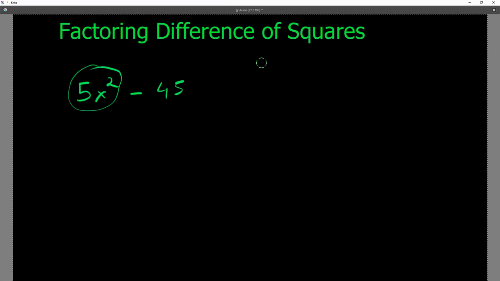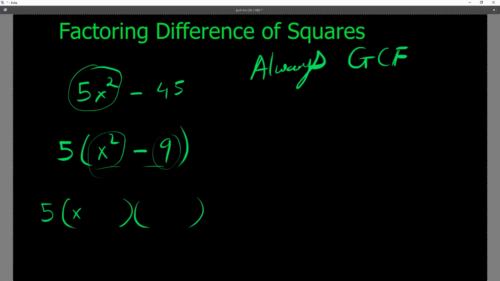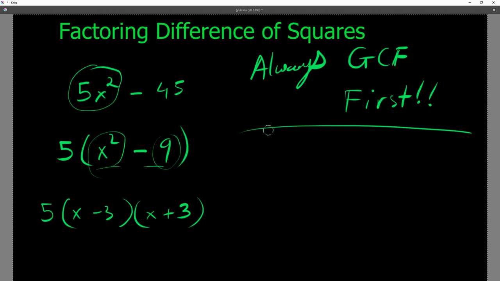But you always, always do what? The GCF first. Before you do anything else, you should really do the GCF first. So I actually can take out a 5 from both of them. Take out 5 here, I have just x squared left. Take out 5 here, I have 9 left. You see how now this is a nice perfect square. Square and square. So I have 5 outside, and then I have x minus 3, x plus 3. So always try to take out the GCF first. No matter which factoring you're doing, you always take the GCF first.